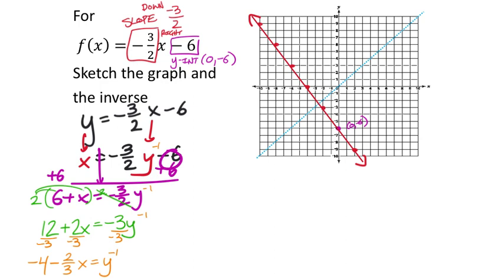This is good because this inverse function also has a y-intercept there at -4. It's kind of in b plus mx equals y format, but I now have a y-intercept here at 0, -4, which I can put on the graph. 0, -4, boom, right there.